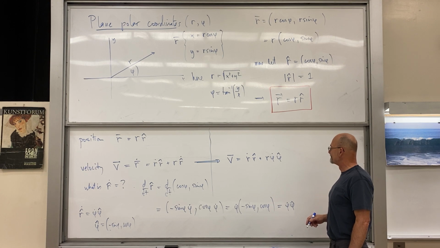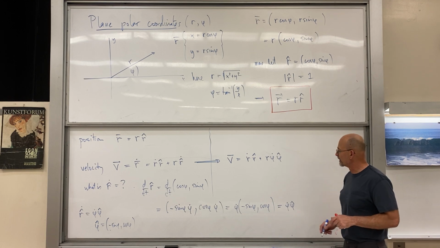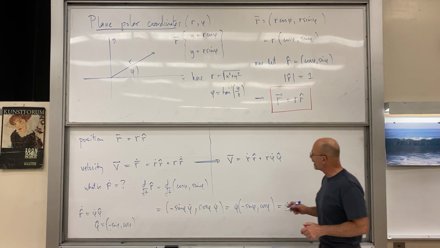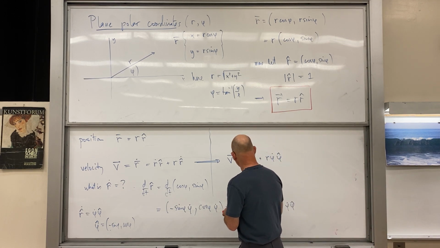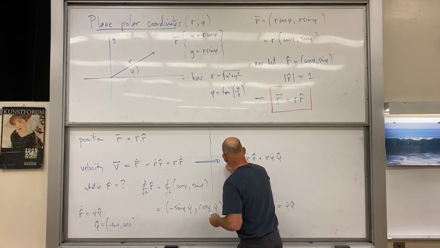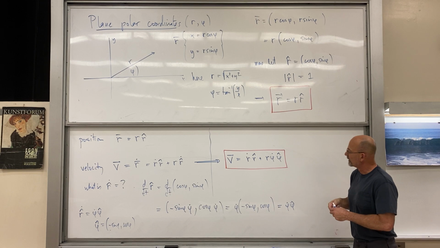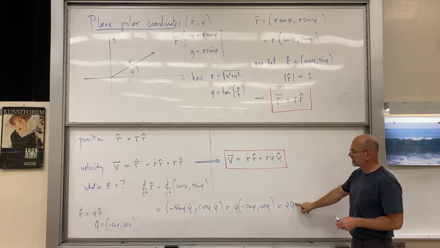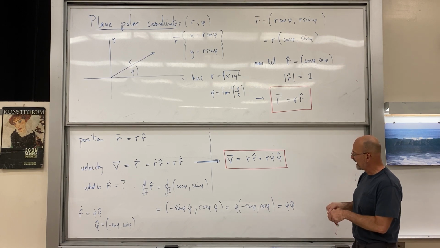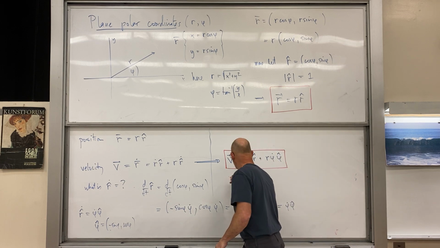Not as complicated as it looks. What about V squared? Let's put a box around here, because eventually we'll gather all these things into one nice list. So there's our velocity in terms of these unit vectors. And now let's do V squared.